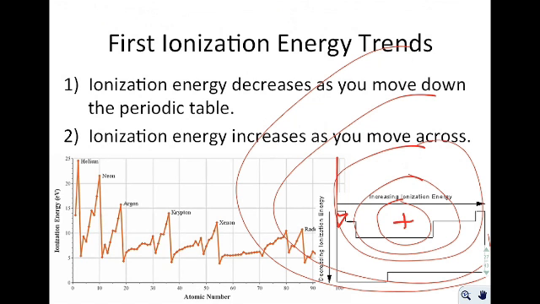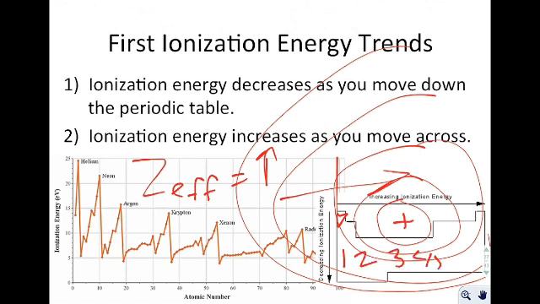Okay, generally, ionization energy increases as you move across the periodic table. The reason it increases is that the effective nuclear charge is increasing. So the effective nuclear charge starts at 1 and then goes to 2, then 3, then 4, and then 5. So it takes more energy to pull the electrons away because they're more attracted to the nucleus at that point.